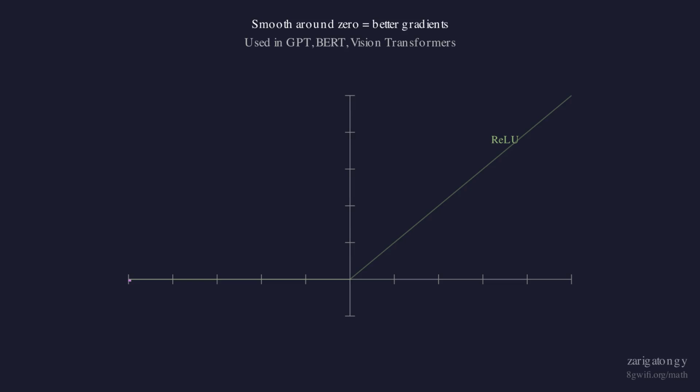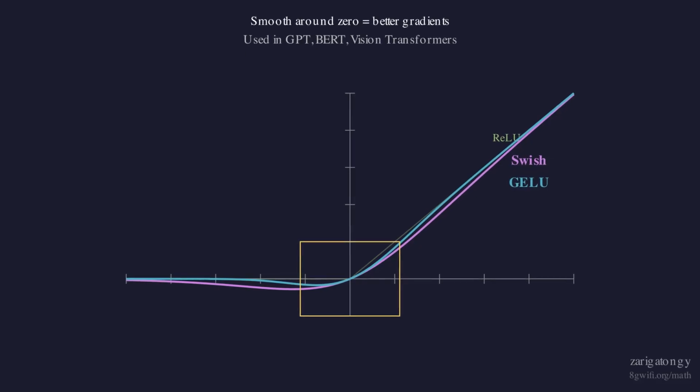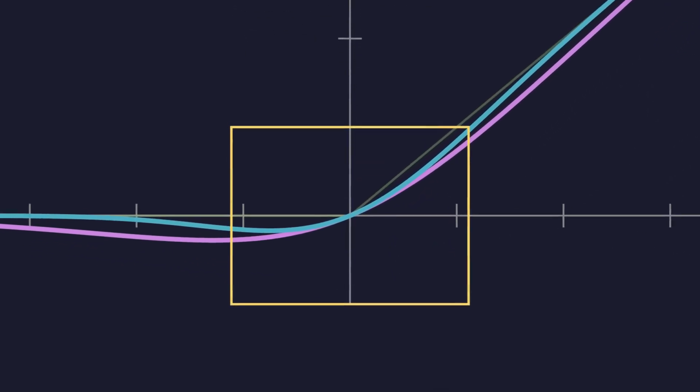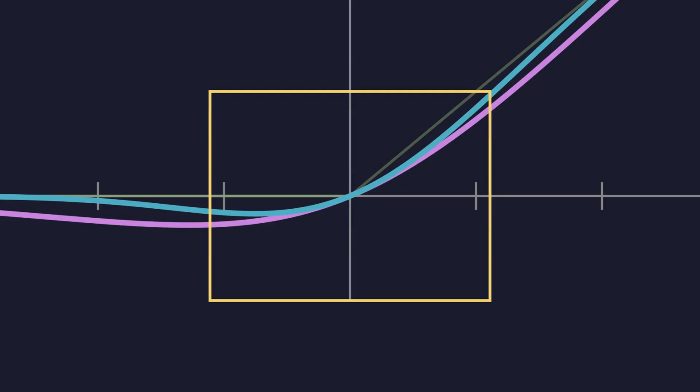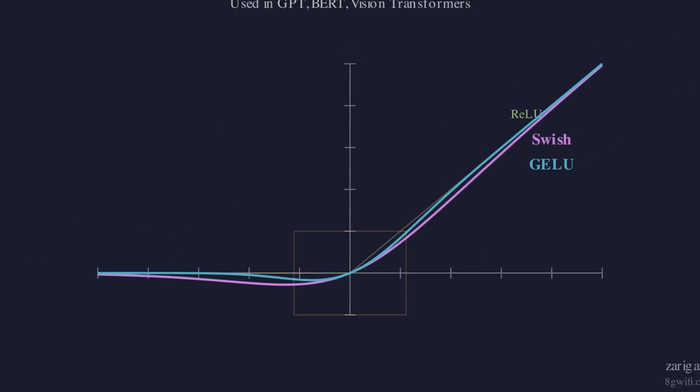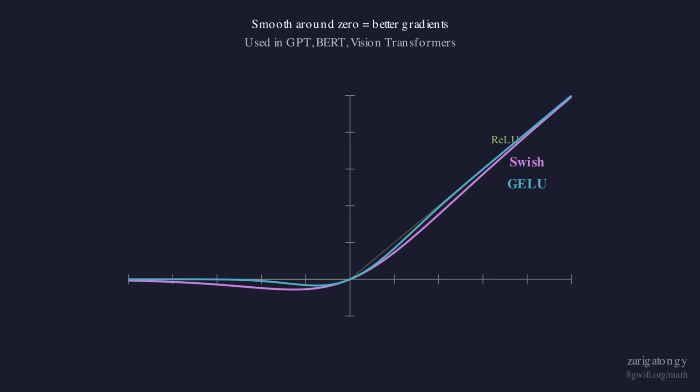They look like smoother versions of ReLU. The key difference: they're smooth around 0. That small dip below 0 lets slightly negative values through, which gives richer gradients and better training. GELU powers GPT, BERT, and most modern transformers.